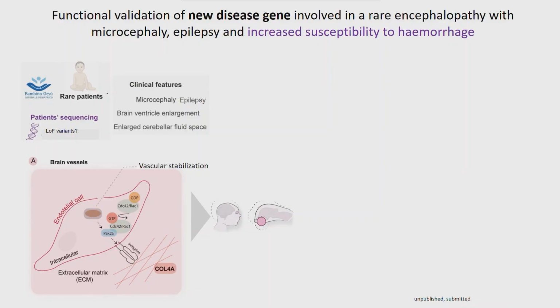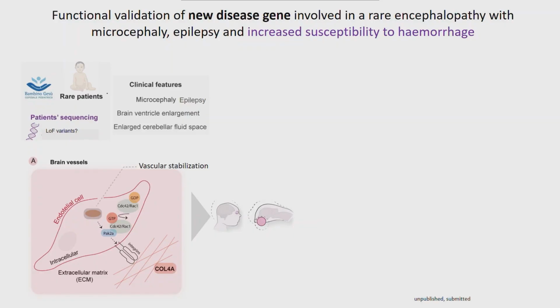Okay, now before I switch to the first data we have on this project, I want to say that while we were preparing the grant, we were actually working on a similar disease, and it's a new disease gene, really. We have 4 or 5 patients, and they are characterized by microcephaly, epilepsy, brain ventricle enlargement, and enlarged cerebellar fluid space. Really here, it's quite difficult because there are just few patients that we know around the world that at least we tried to collect. We managed to collect so far.